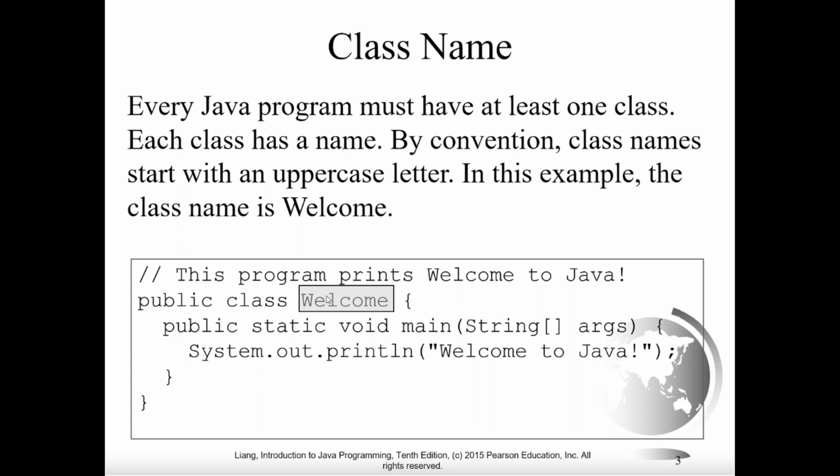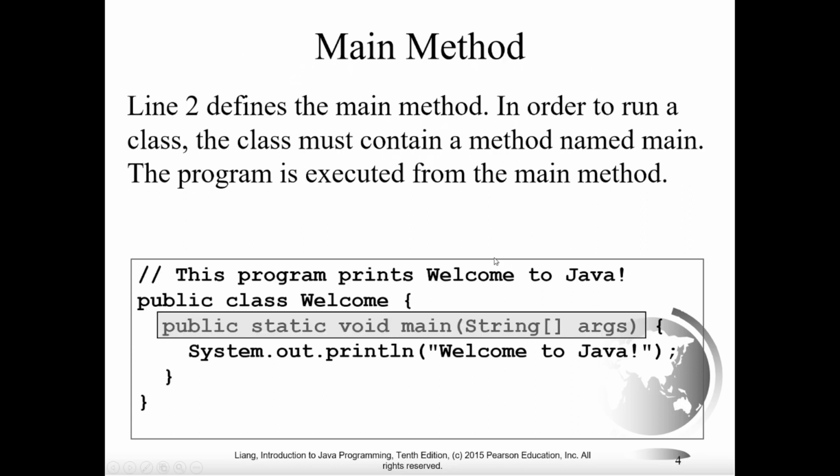You'll notice here there is the word Welcome. That is the name of the class. It's very important for you to have this name so that the program would know where to start. Line 2 defines the main method. In order to run a class, the class must contain a method named main.